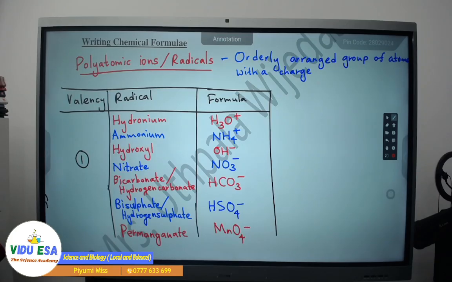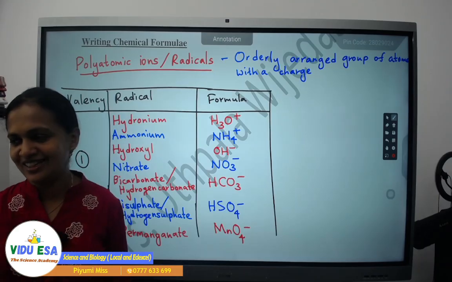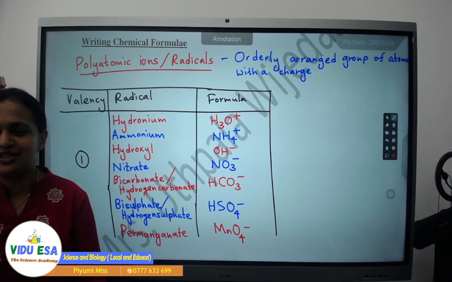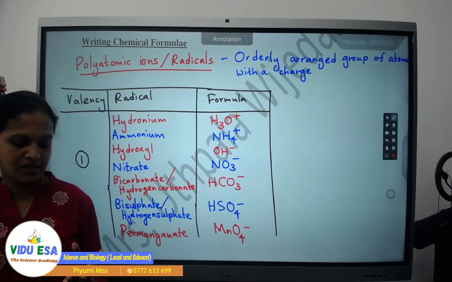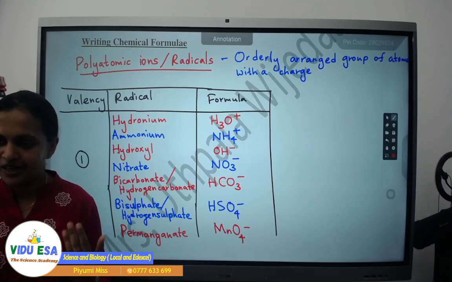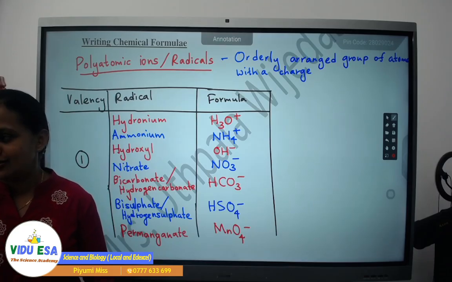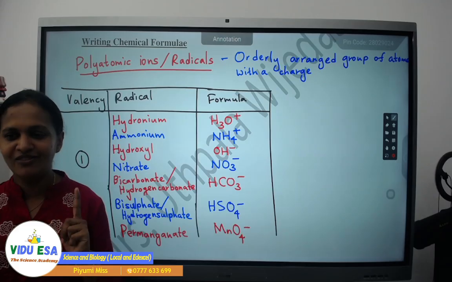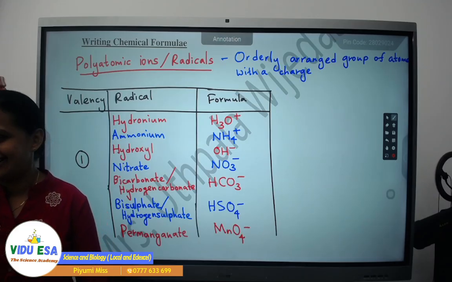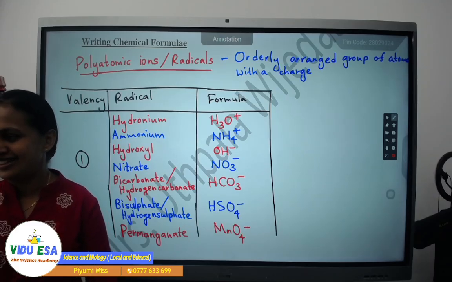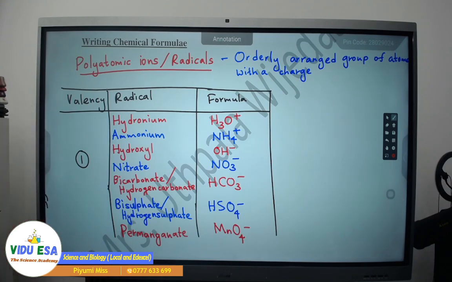Then we'll consider valency 2 and 3. There are not that many radicals, right? Valency 2, you have carbonate, sulfate, chromate, dichromate, only 4. For valency 3, you have only 1.